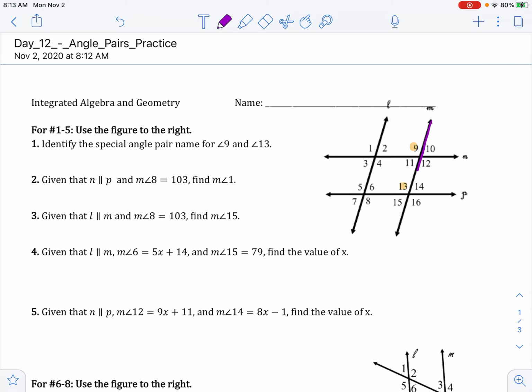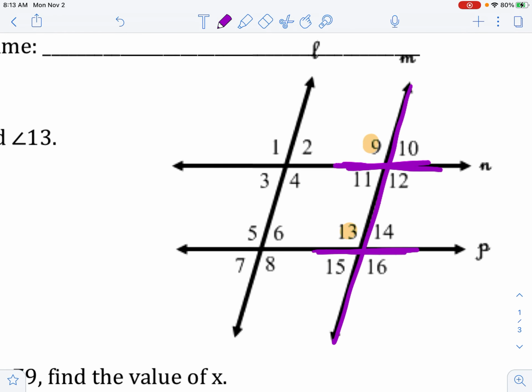So I need to find 9, which is right here. I need to use 13, which is right here. If you look, the transversal is this line right here, and then there's my parallel lines. Okay, well, I don't know if they're parallel right now. That doesn't say yet. That doesn't mean that they're not special. Okay, so if you look at your double lines, here's one, here's one. 9 is on the outside of the double lines and 13 is on the inside. So it's not interior or exterior.